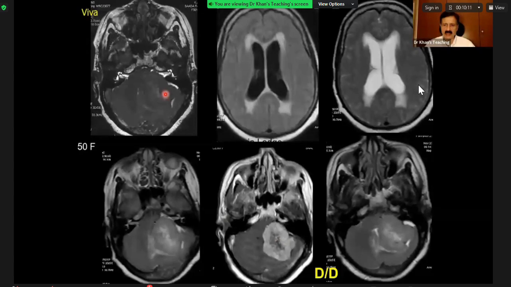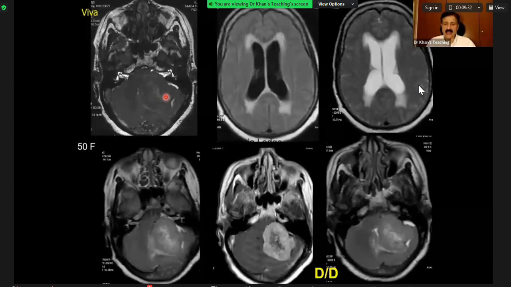Now, a pertinent negative will be, is it extending into the IAM or not? Because your differential is an acoustic schwannoma, and this one is not. If it was so large, it should have gone in as in a schwannoma by now. Is there a dural tail or not? Is there calcification? Is there a cystic component? Please remember, some of these parameters are used to differentiate an acoustic schwannoma from a meningioma. So I repeat, these are the top two masses of the CP angle.